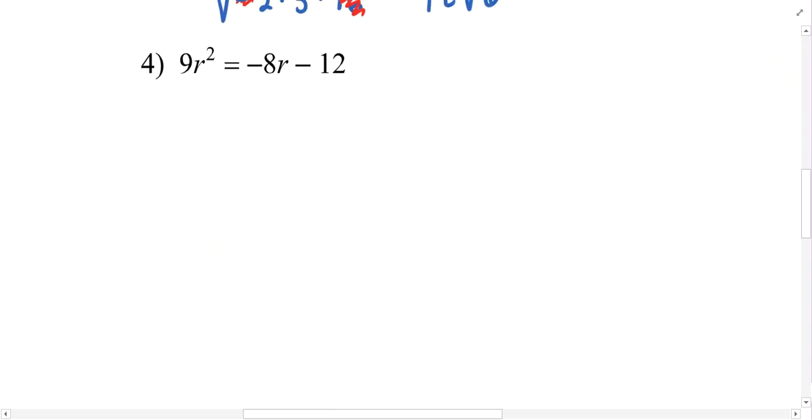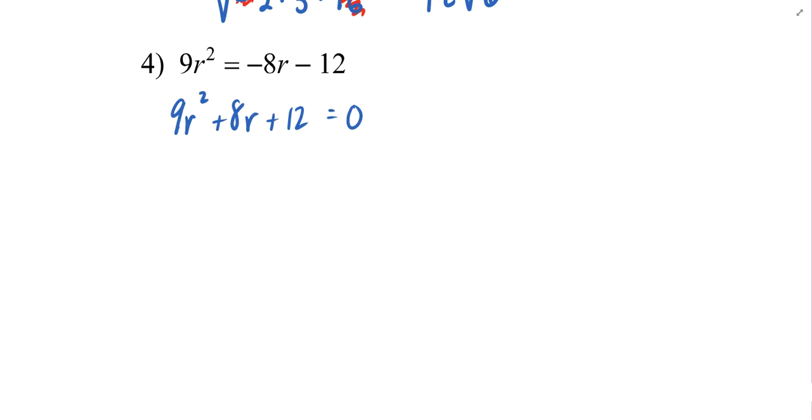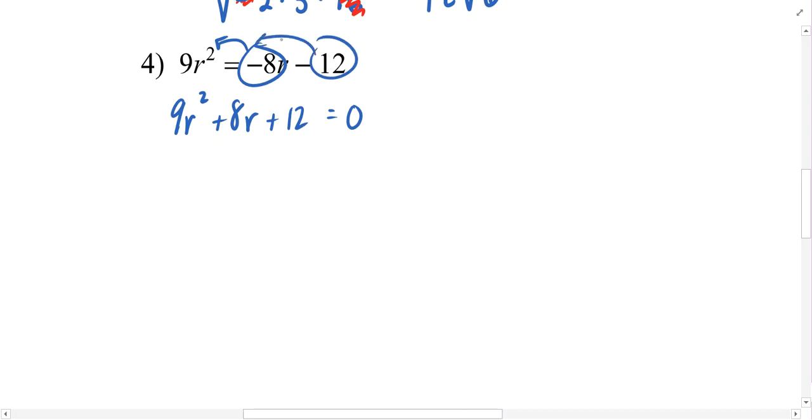Now, if we see a problem like number 4 here, we'll again do the same thing, but you'll notice that the equation is not equal to 0. So let's make sure that we make that happen first. And I've moved these two terms to the left side of the equation by adding 8r and adding 12. Now I'm going to identify my a, b, and c values, and I'll calculate the discriminant as well.